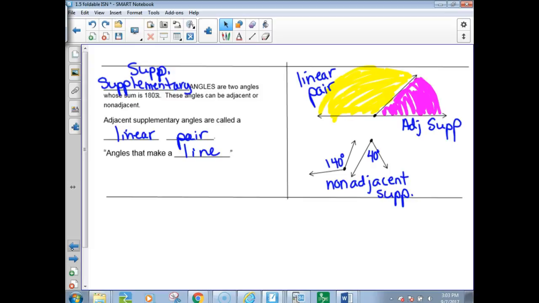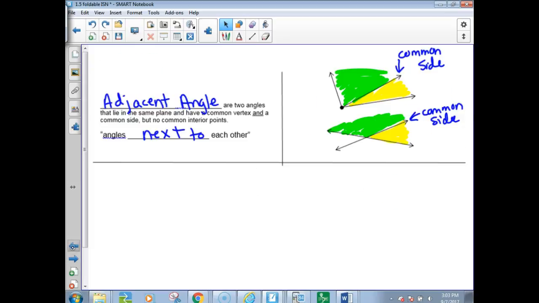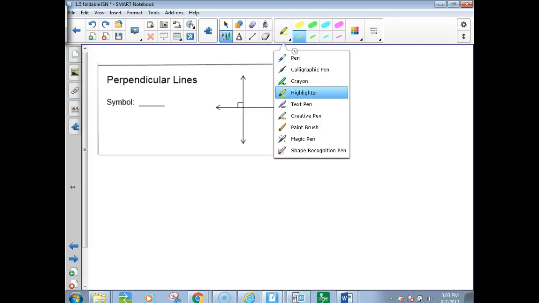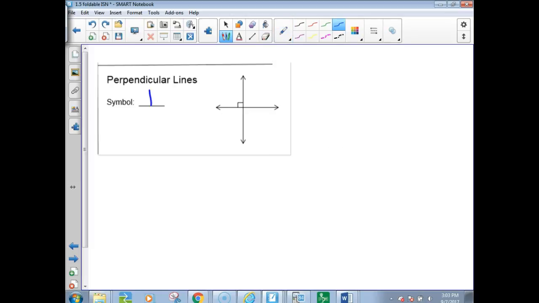Okay, I think we have one thing left, and that is perpendicular lines. There's not a whole lot to say about this, but the upside-down capital T is the symbol for perpendicular. And if you see that little box on there, that means it's a right angle.